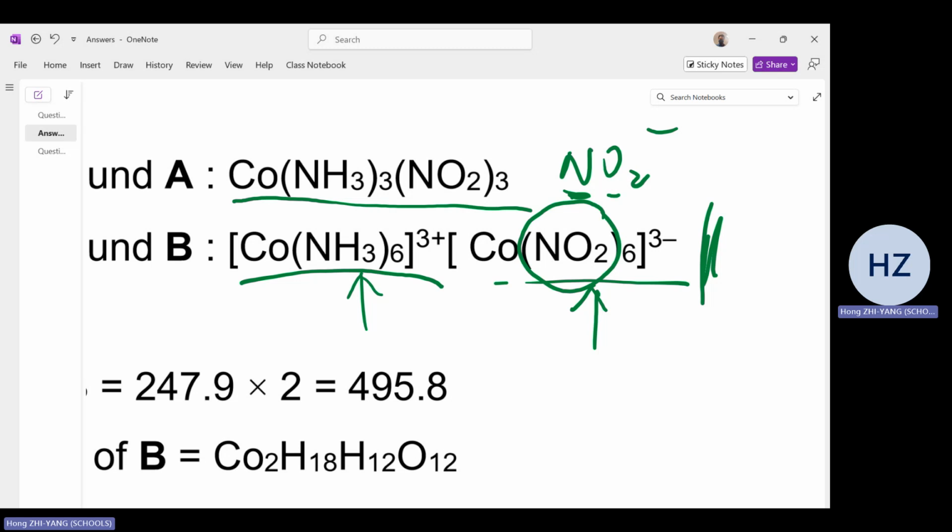Okay, ammonia you all know already. So it's a bit too easy. I want you all to think about this, the nitrite. Okay, all right, I'm going to move on.